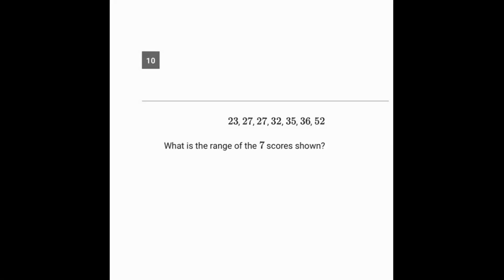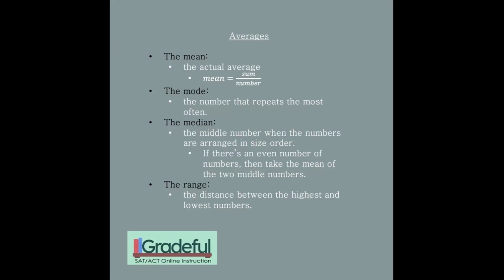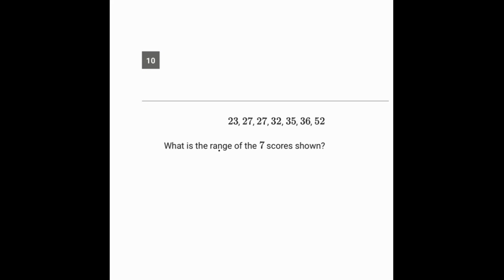Question number 10 is a great opportunity for us to go over our average vocabulary words. So we need to know that the mean is the actual average, the sum over the number. The mode is the number that repeats the most often in a set. The median is the middle number if they're in order. By the way, if you have an even number of numbers, that means you have to take the mean of the middle two numbers. Last but not least, the range is the distance between the highest and lowest numbers in your set. So coming back here, we're looking for the range.